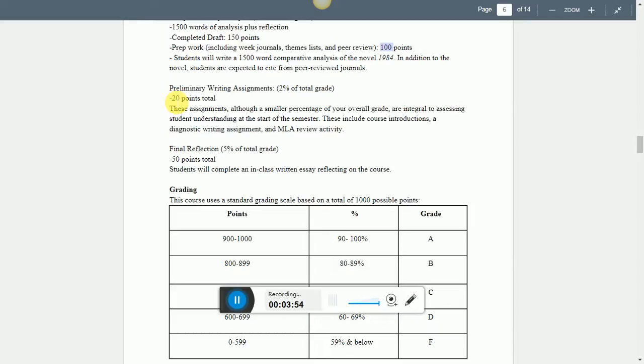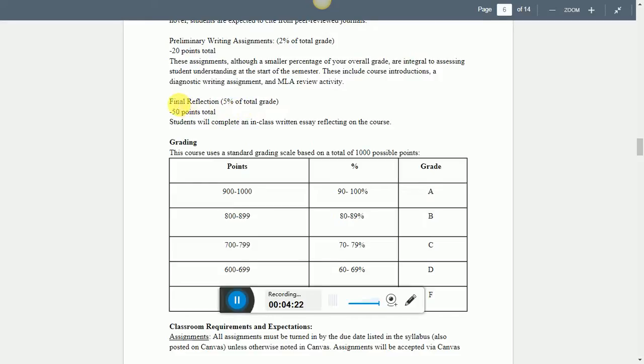So this week and next week, we have some preliminary assignments to get our feet wet. You have a diagnostic essay, and there's an MLA assignment just to refresh your memory on MLA standards. So there are two small assignments, in addition to this week's discussion board, introducing yourself. So make sure that you complete those to kind of get started for the rest of the semester. And then there's a final essay reflection during finals week.